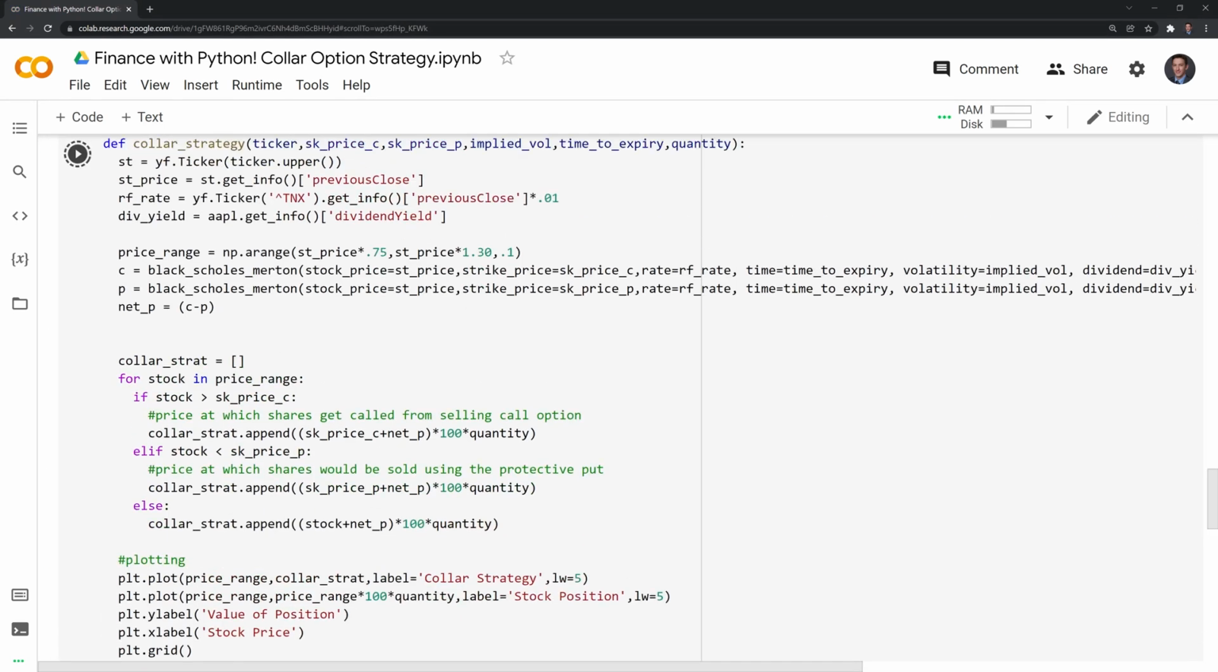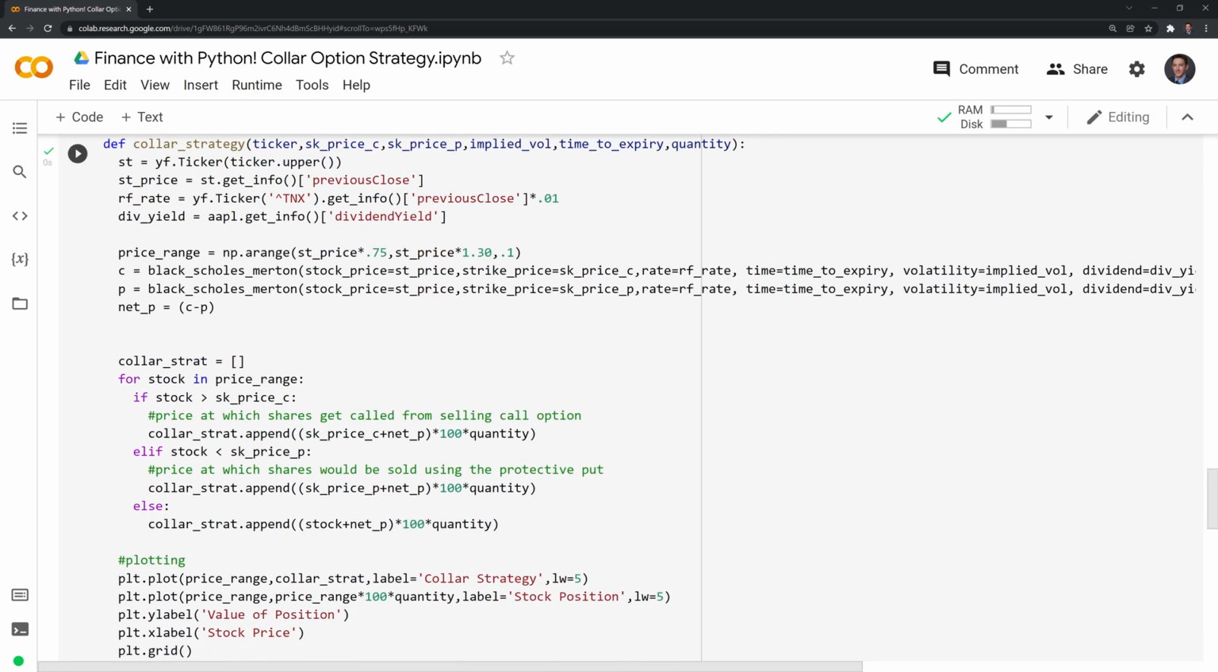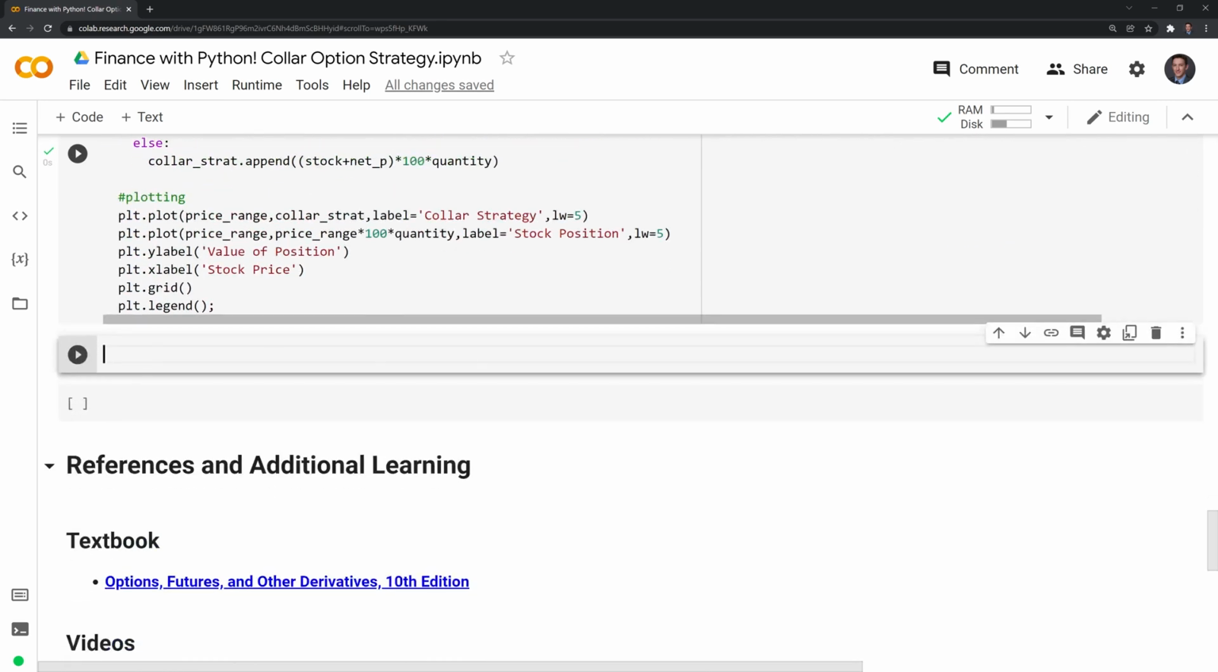And what I'll do last is wrap all of those cells into a function that we can run for different stocks. All we need to do is input the parameters, such as the strike price of our call, the strike price of our put, implied volatility, time to expiration, and the quantity in case we have more than 100 shares of Apple. We have this all laid out here, and you can play around with this as well. What we could do is test out that the function works properly.